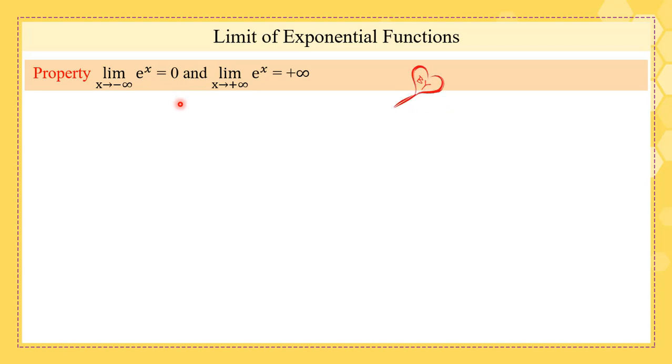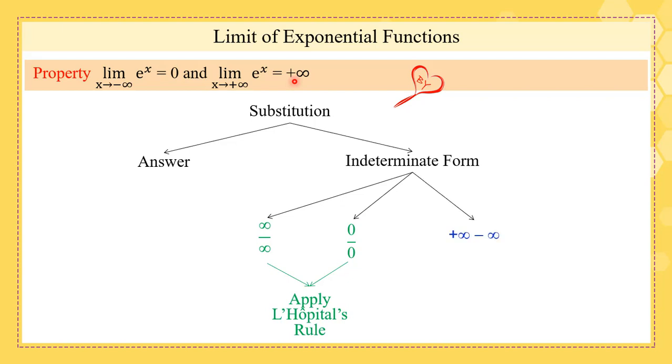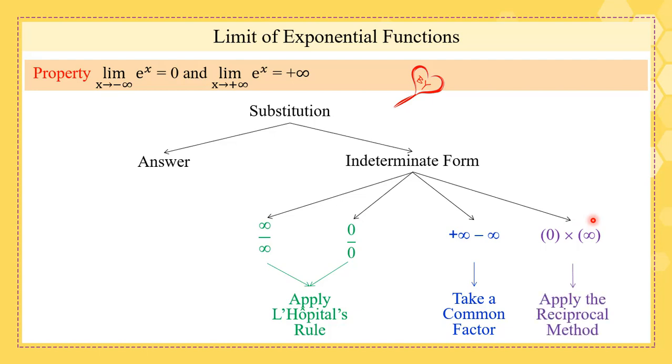So this should be memorized by heart. Remember, e to minus infinity is 0 and e to plus infinity is plus infinity. Remember also, in order to calculate a limit, we begin by substituting. We either get the answer or we get an indeterminate form. Now, in case we have infinity over infinity or 0 over 0, we apply L'Hopital's rule, and in case we have plus infinity minus infinity, we take a common factor, and finally, in case we have 0 times infinity, we apply the reciprocal method.